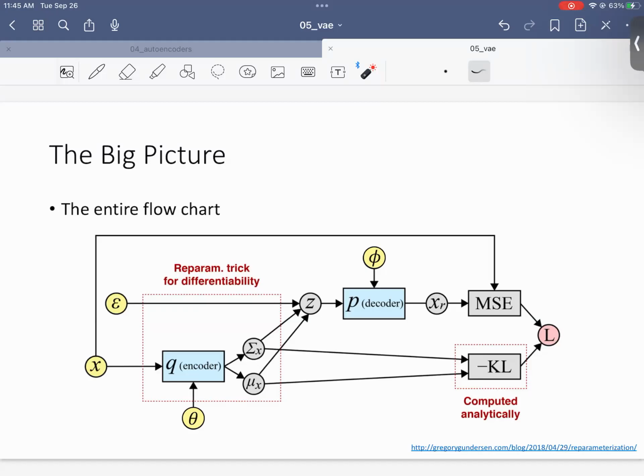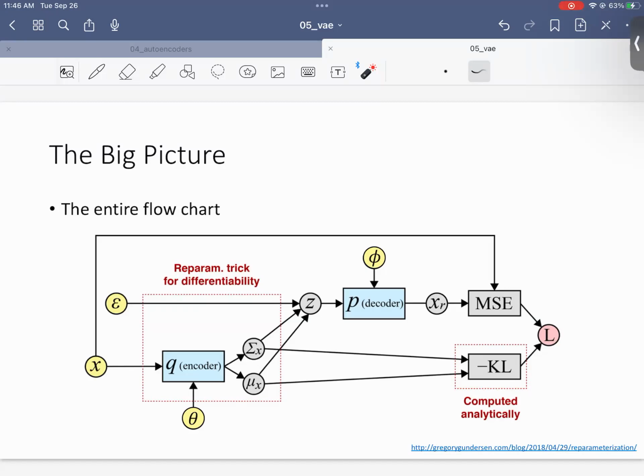You can use binary cross entropy if your data set is a binary variable, but we're using images here, so that's why we use MSE. You can use L1 as well, but that's a different story. All right, I'm hoping that answers your question.